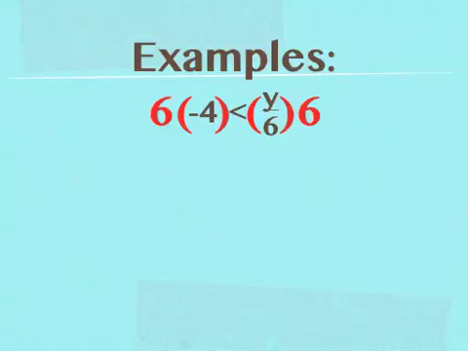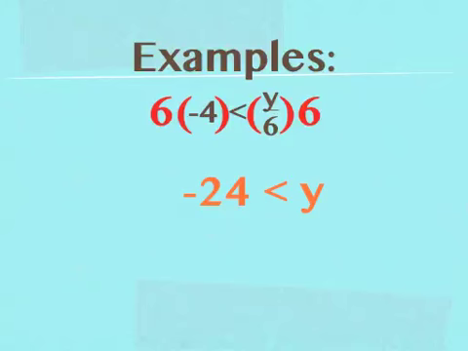Now you might say, but look at the negative 4. When the negative is already there in the given inequality, that's not going to flip our sign. It has to be what we are doing using our inverse operations. In this case, I'm not multiplying both sides by a negative. I am multiplying both sides by a positive 6. So my sign is going to stay the same. 6 times a negative 4 is a negative 24 is less than y.